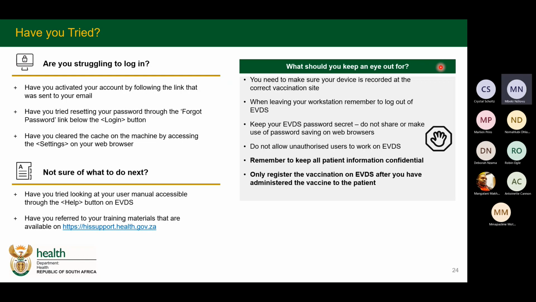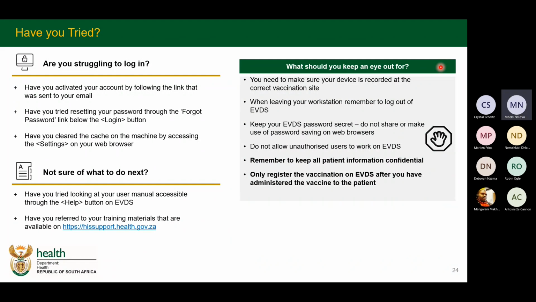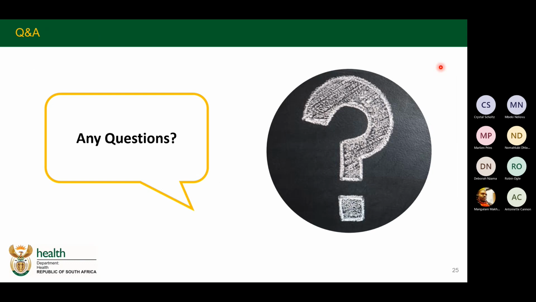And lastly, and most importantly, only register a vaccination on EVDS after you've administered the vaccine to the patient. If you don't do that, then you can be sure that you're introducing an inaccurate or a wrong record onto the EVDS. And that's something that we do not want. And that's something that's going to take away a lot of our time trying to fix it after it's been done the incorrect way. Okay, this is the final moment for questions and answers.